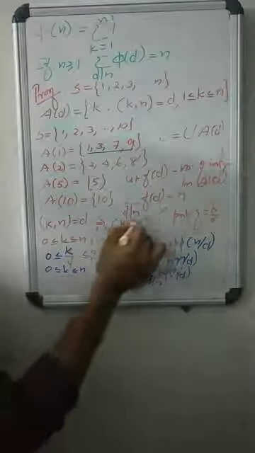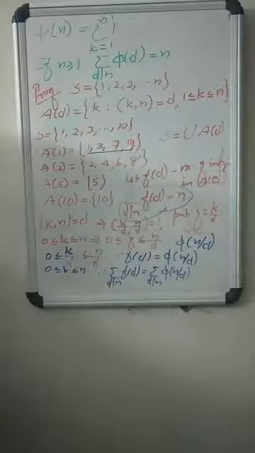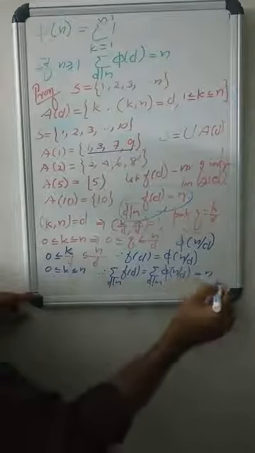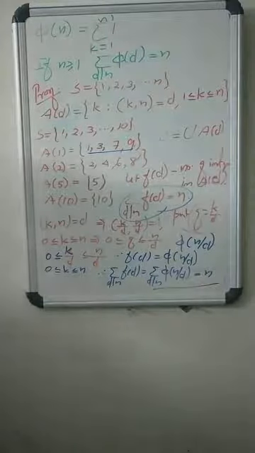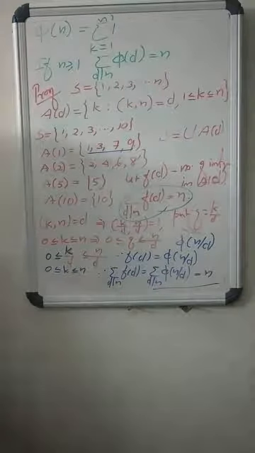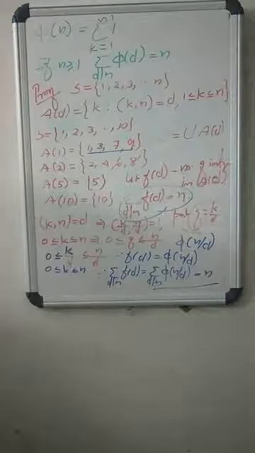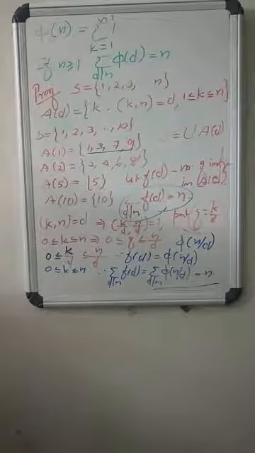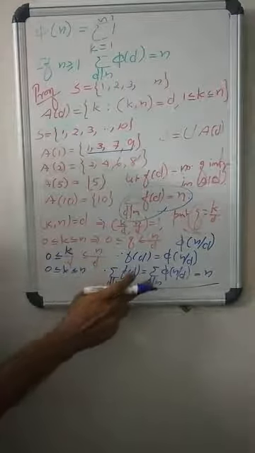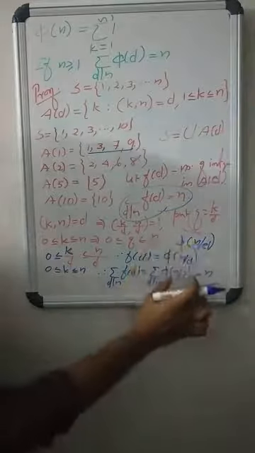But actually, what is sigma over d dividing n of f of d? That is n. So sigma over d dividing n of phi of n by d equals n. But we have to show sigma over d dividing n of phi of d equals n. Here we obtained sigma over d dividing n of phi of n by d equals n. But what is d? d is the GCD. So this d runs through all divisors of n.